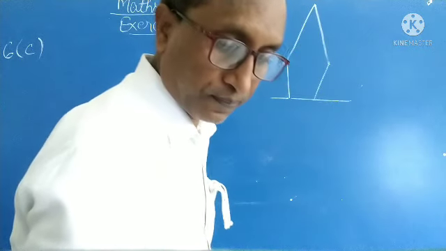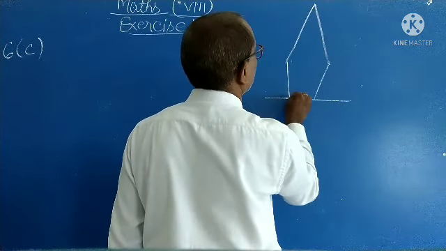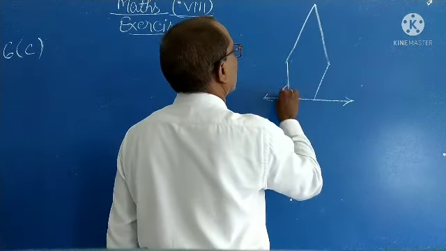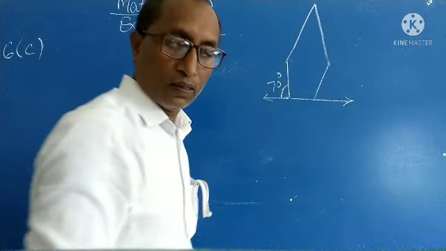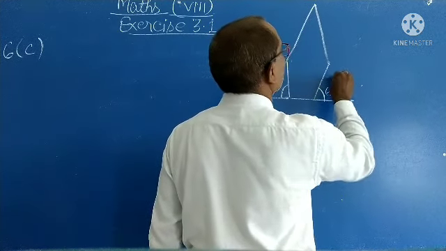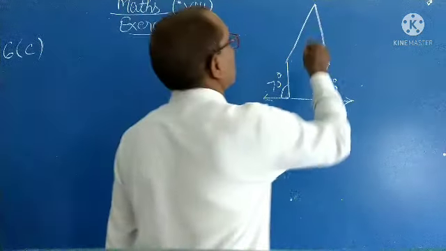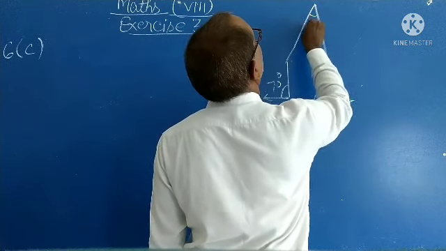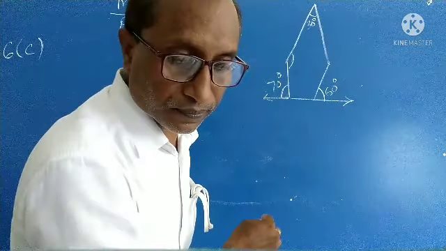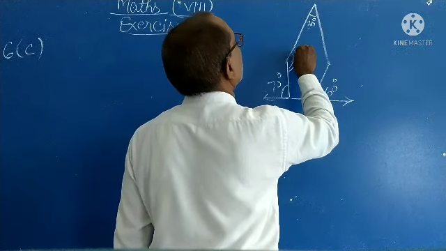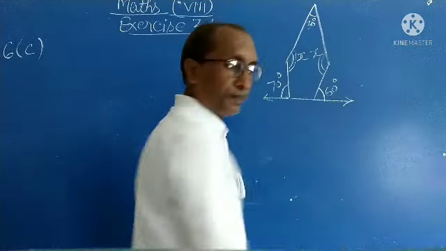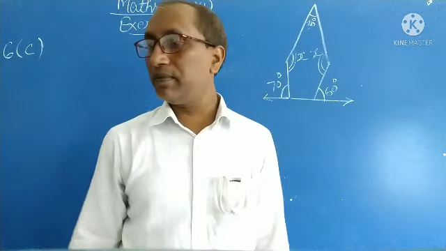This is your figure. Here is 70 degree and here is 60 degree, and here is 30 degree, and this is X, and this is also X. You find out the value of X.